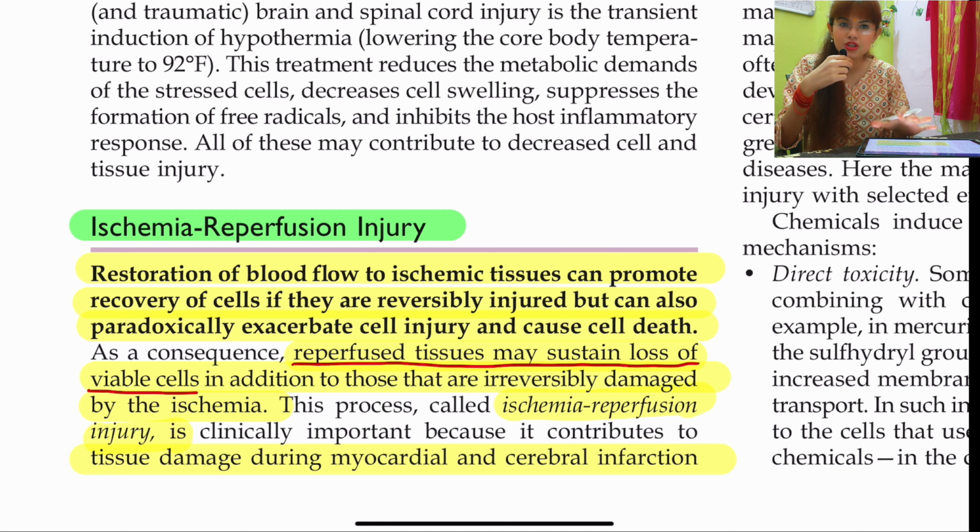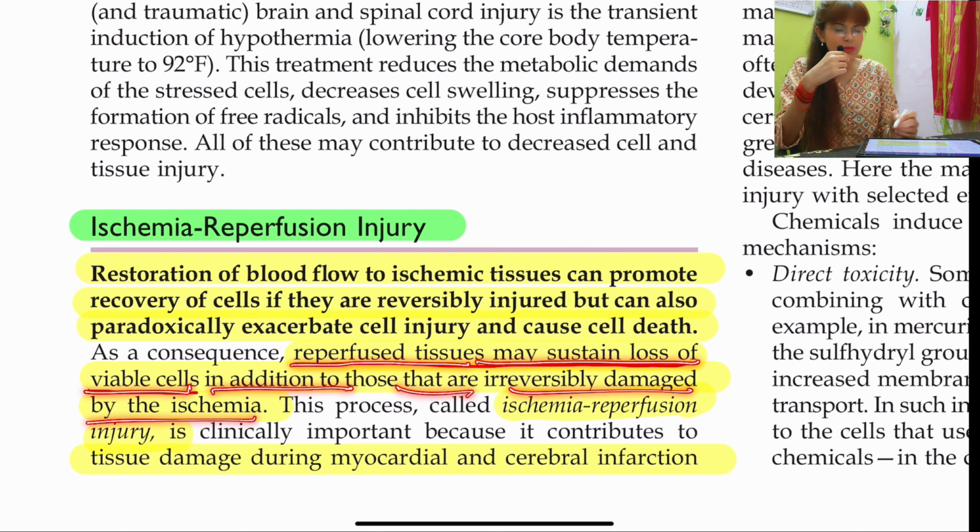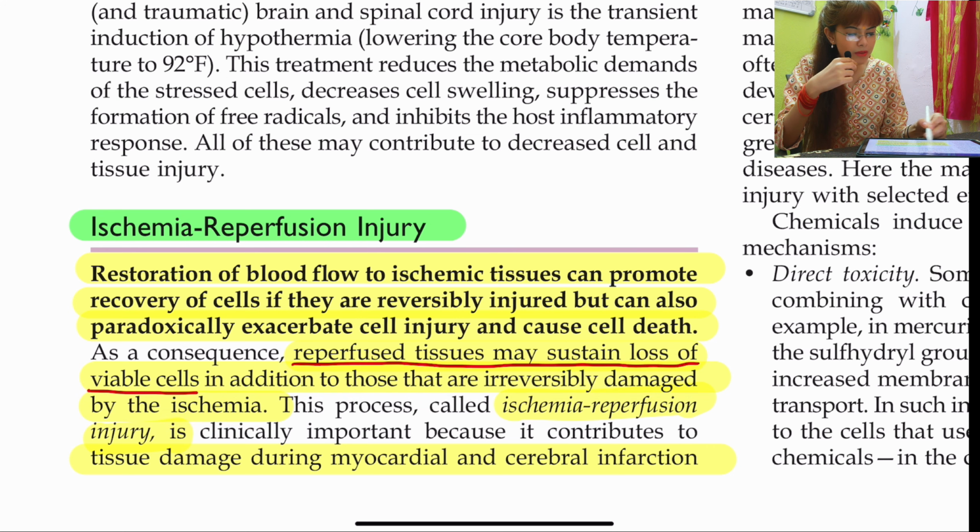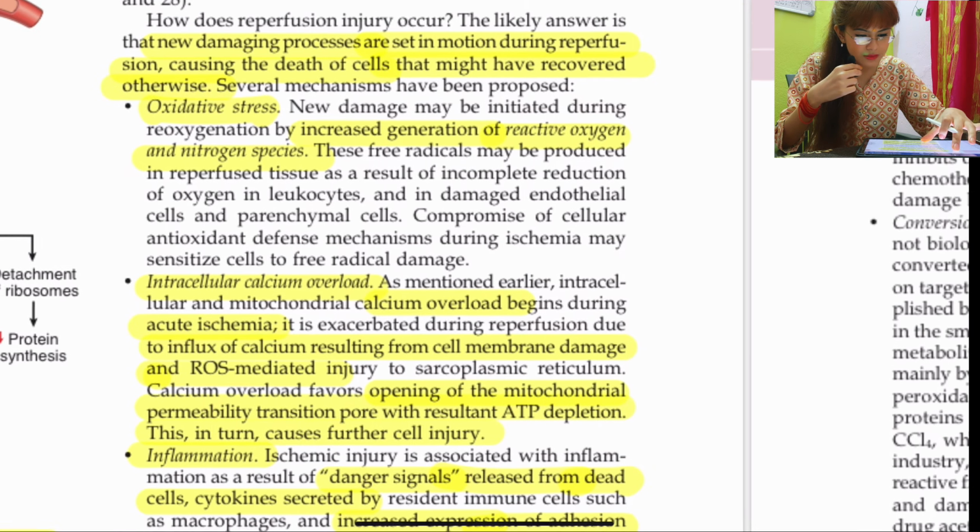Some cells are damaged and destroyed, and there is cell death happening because of this reperfusion in some of the cells, and that is what is called reperfusion injury. So this is a price that these ischemic cells have to pay. These reperfused tissues may sustain loss of viable cells, in addition to those that are irreversibly damaged by the ischemia. This is called the ischemia reperfusion injury. I hope that you are able to understand this. That happens with the myocardial and the cerebral infarctions.